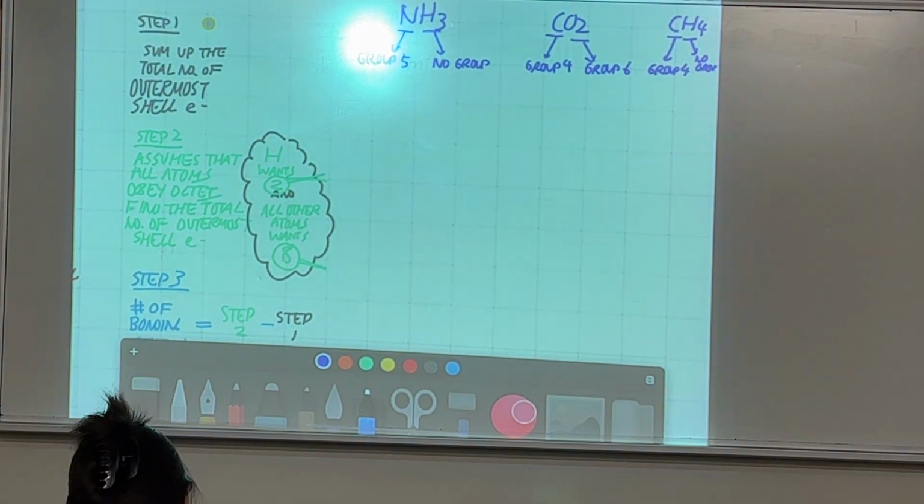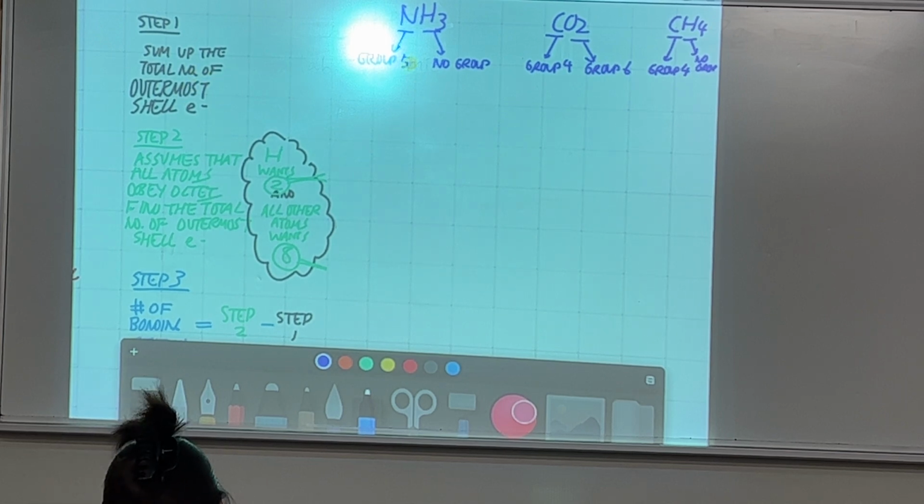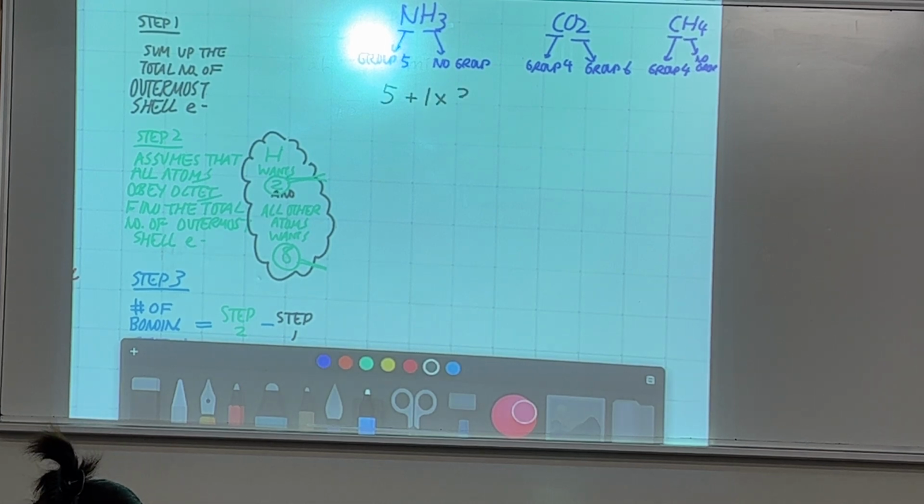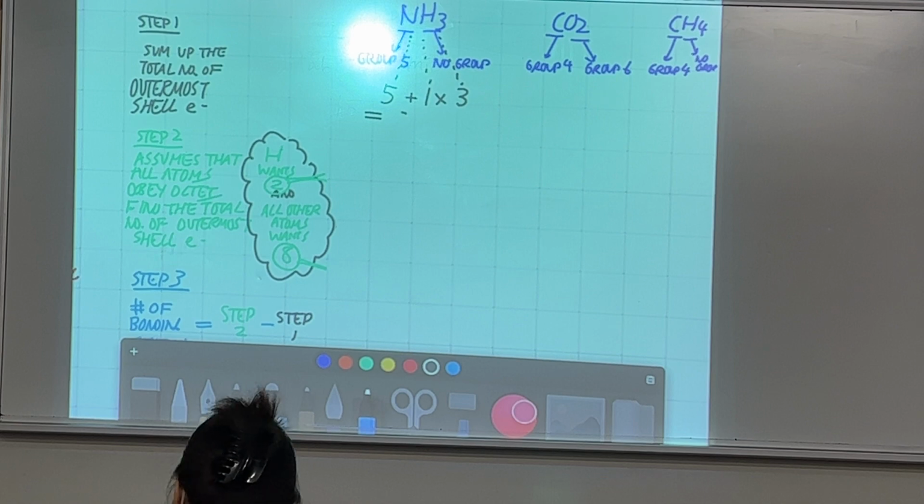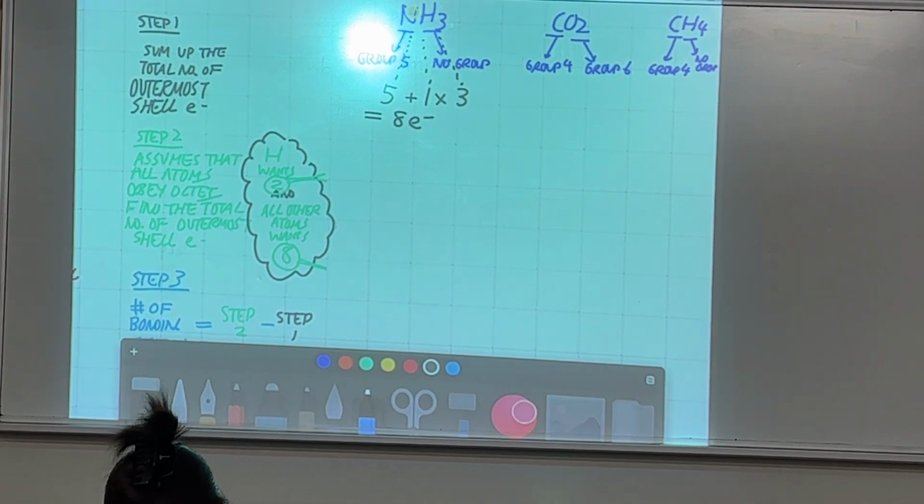We sum up the valence electrons, or the outermost shell electrons. So how many outermost shell electrons are there in total for NH3? 8, yes, correct. Because we have 5 plus 1 times 3. You can take out the calculator if you are not too confident with mathematics. Nitrogen has 5 outermost shell electrons, hydrogen has 1, and we have 3 of them, so 8.